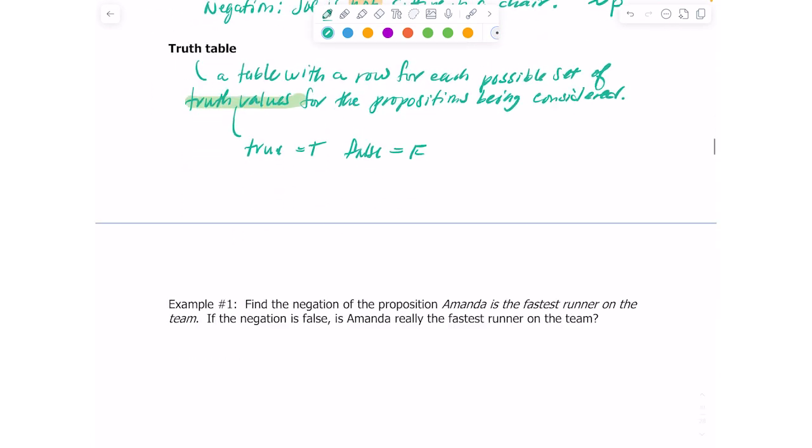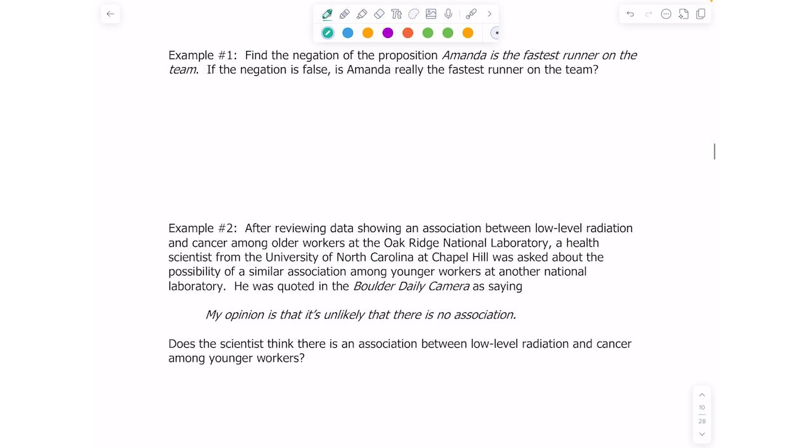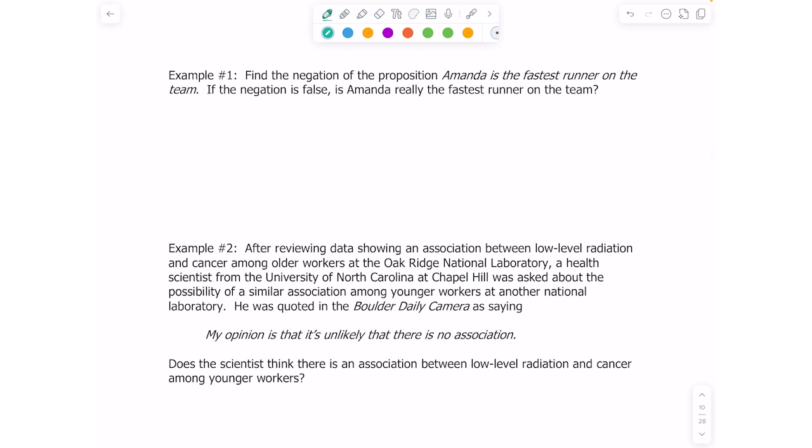Okay, here's a statement. Amanda is the fastest runner on the team. We want to find the negation of that proposition, and if it's false, is Amanda really the fastest runner on the team? So if I want to negate Amanda is the fastest runner on the team, how would I make that the opposite of what the statement is saying? We would just put the word not in there. So we would say Amanda is not the fastest runner on the team.